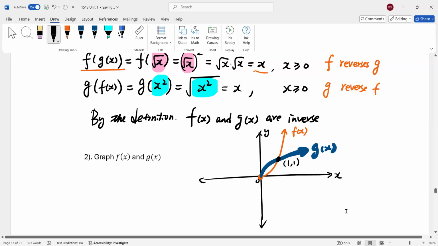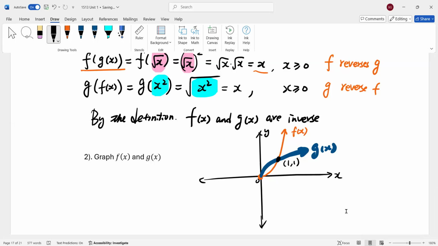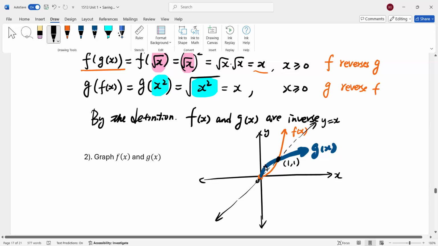And do you see the relationship between the two graphs? Since x is bigger than or equal to 0, both graphs only appear in quadrant 1. If I use a dashed line to bisect quadrant 1 and quadrant 3, this is the bisector of quadrant 1 and quadrant 3, y equals x. And the red curve and the blue curve are symmetric with respect to the bisector of quadrant 1 and quadrant 3.